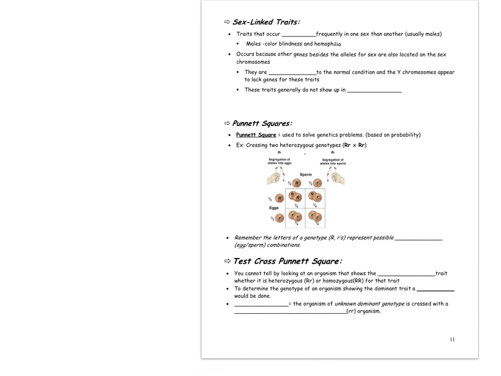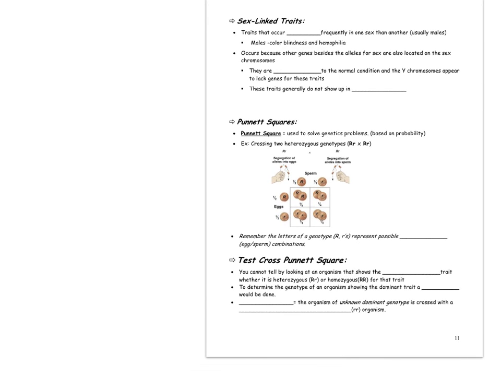So sex-linked traits are traits that are found more in one sex than the other. That usually turns out to be males, again, because of what I talked about. When you have two X's, you're less likely to have a disease than if you only have one copy of any gene that's on your X.